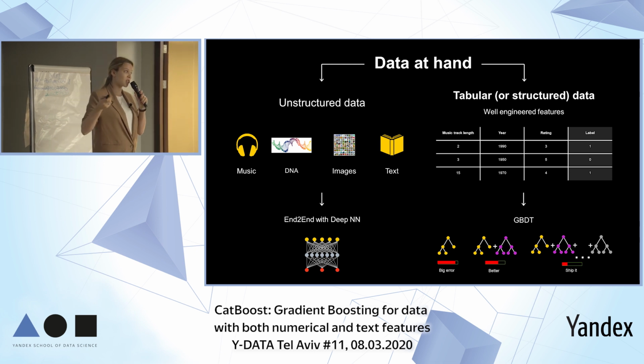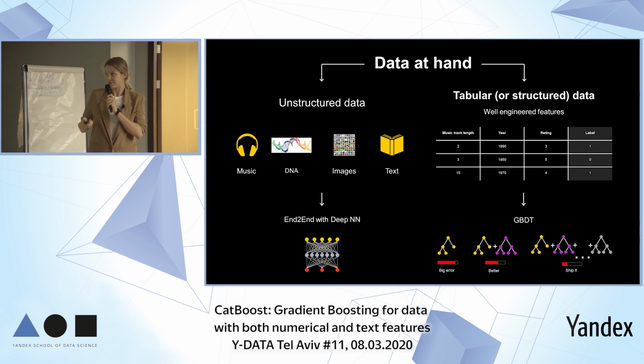So how to choose? The simplest rule is the following. If you have unstructured data like sound, text, or images, then you use a neural network. And if you have structured data like table data, where the features are some numbers that are built by some humans, then you use gradient boosting.